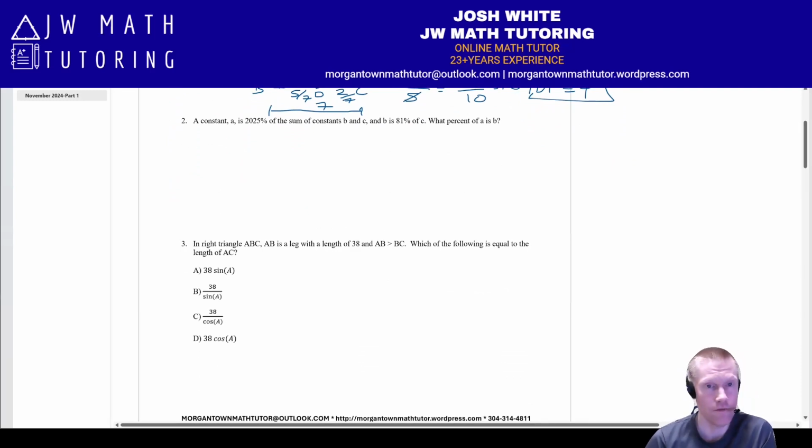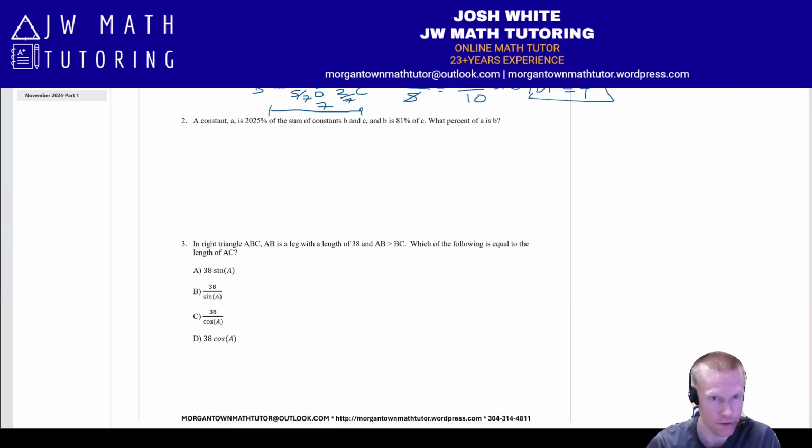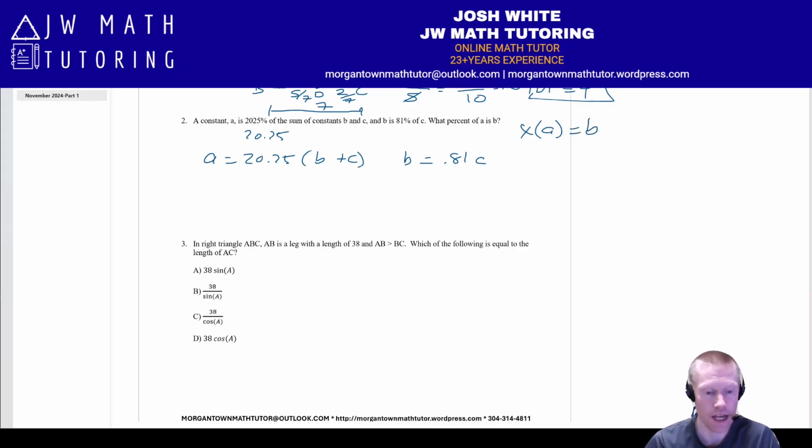All right, next up, number 2, we have a very common problem type, one that we've seen on multiple tests now, dealing with percentages. In this one, you have A being equal to 22.25%, which as a decimal is 0.2225, and then the sum of B and C. And then you're also told that B is 81%, or as a decimal 0.81, times C. Now they want to know what percent of A is B. Notice at the end, it's what percent, X percent, multiplied times A is B. So that tells me at the very end, I want my final expression to be B alone equals something times A. And that's going to get me my answer.